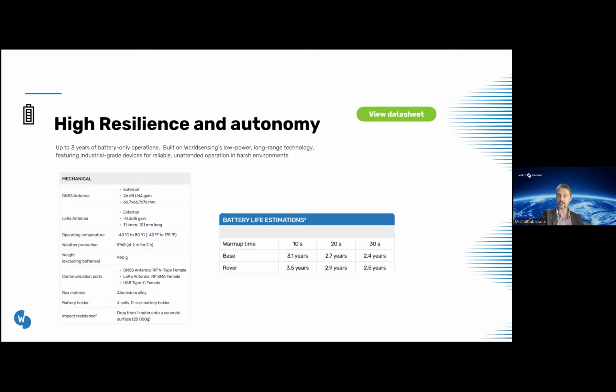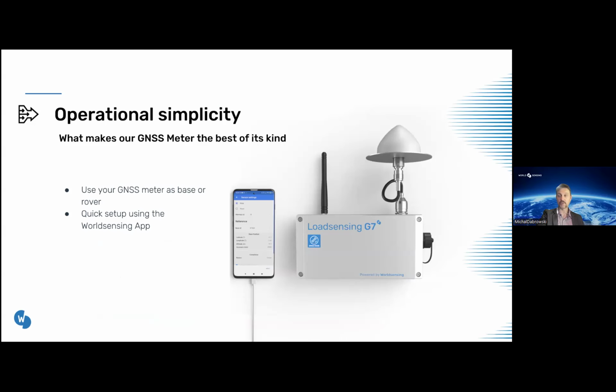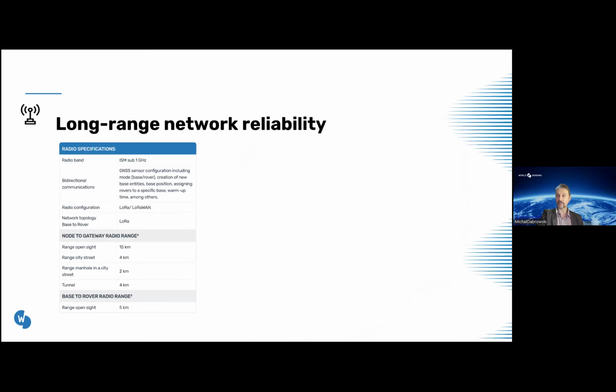And obviously, our instrumentation is as well very rugged, and can take a fall from over 1 meter. All of you, our users of world sensing devices, are familiar with our world sensing app on Android, and the way you basically maintain the data and use our equipment. This is the same way we do with GNSS. You will not need anything else but a mobile phone with world sensing app in order to work with our GNSS meter. I mentioned that before.